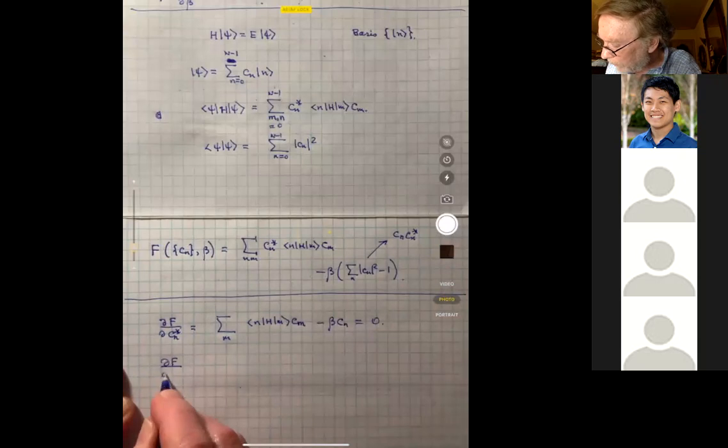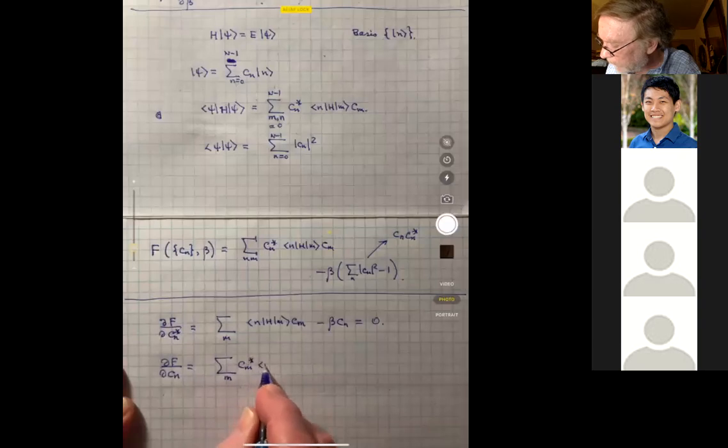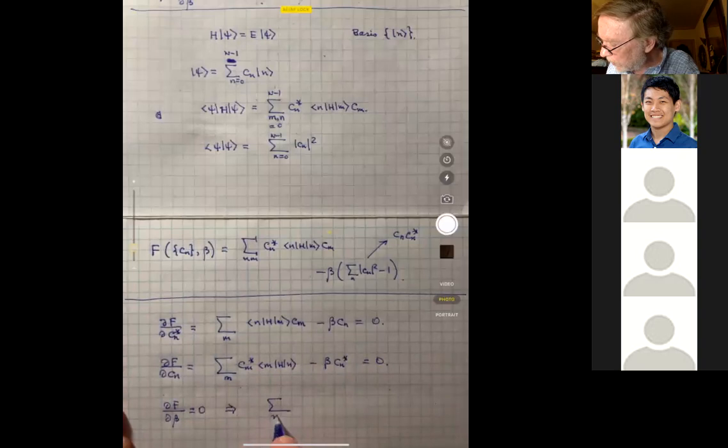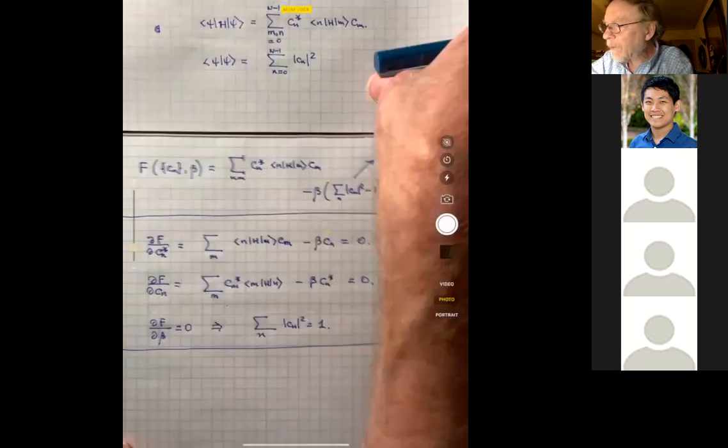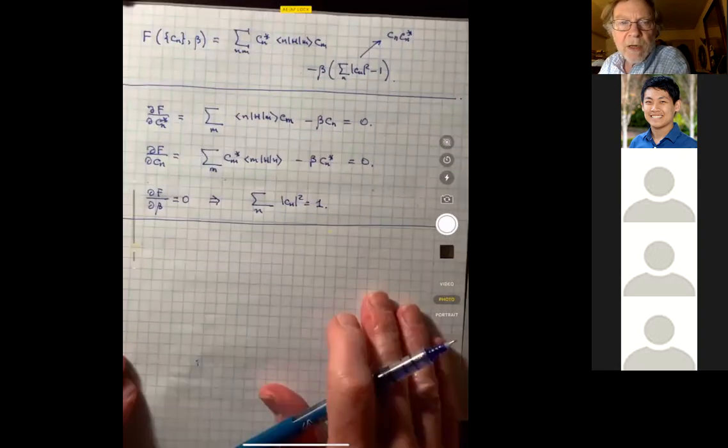Likewise, if I take the partial of f with respect to Cn, it turns out I just get the complex conjugate of the equation up above, which I'll write this way: minus beta Cn star, and that's equal to 0. And then if I take the partial of f with respect to beta and set that equal to 0, of course that just gives me the constraint, which is the sum on n of |Cn| squared equal to 1. That's just the normalization. So these are the variational equations that need to be solved for this particular minimization problem.